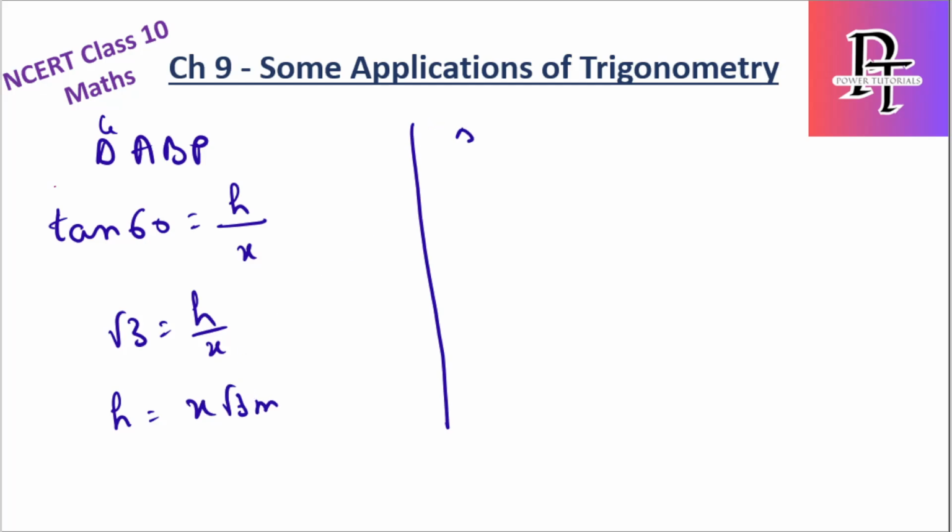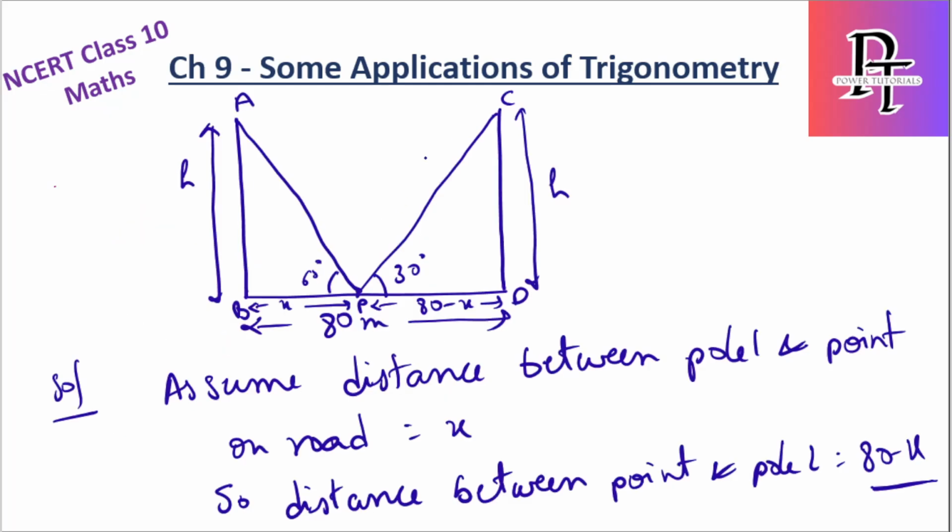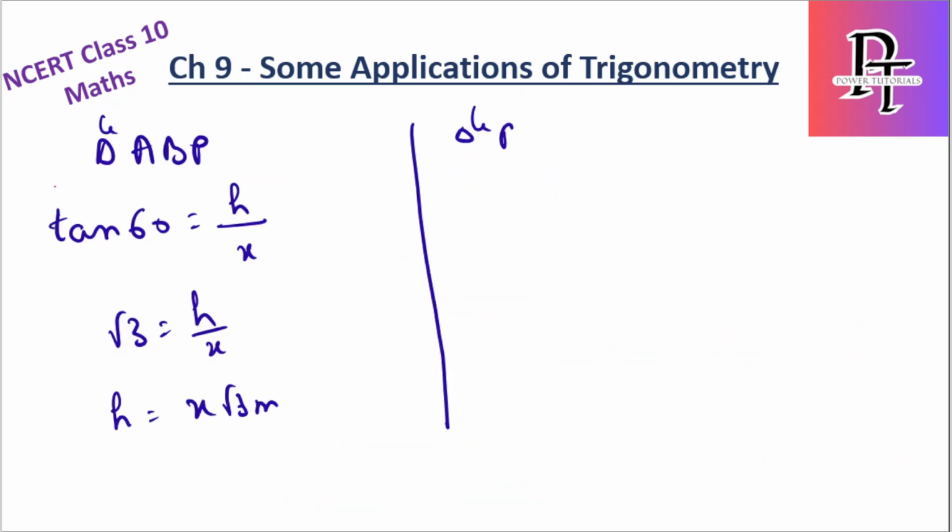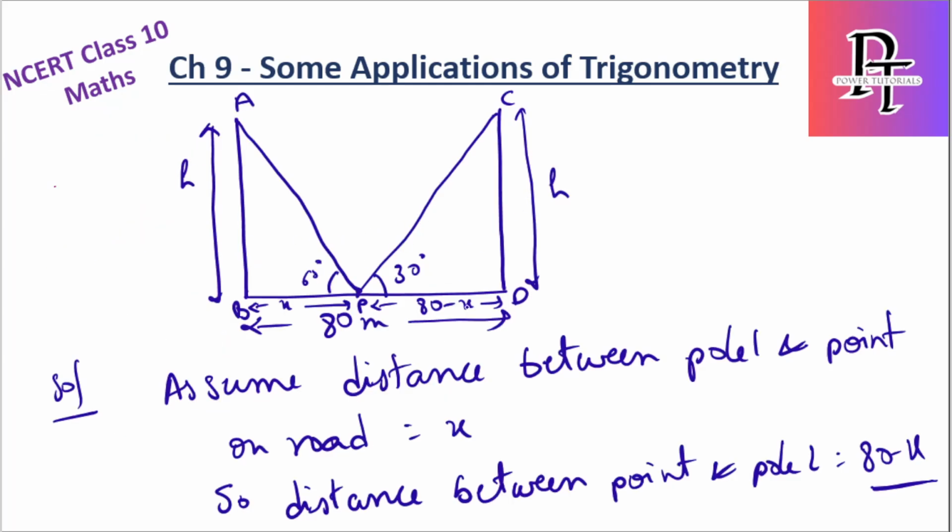Let's take another triangle, which is this one. In this triangle, it is PCD. If I take triangle PCD, then tan 30 will become h by 80 minus x.